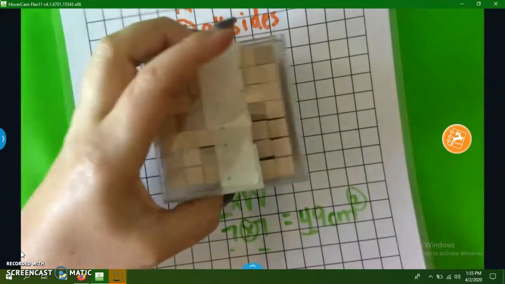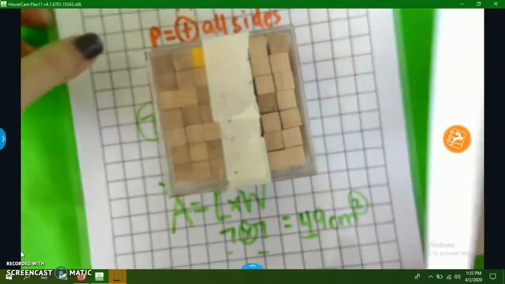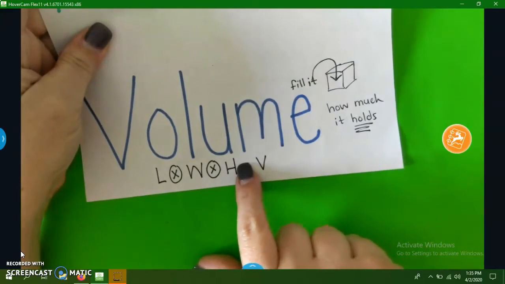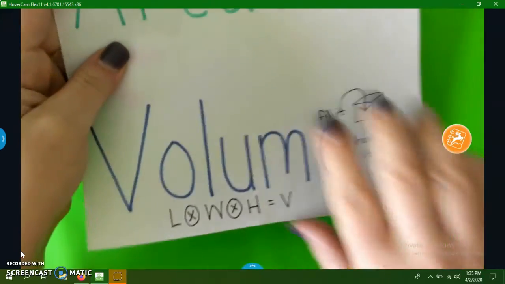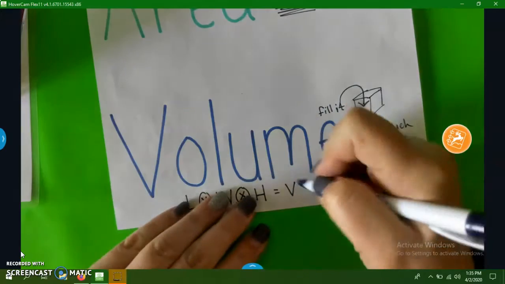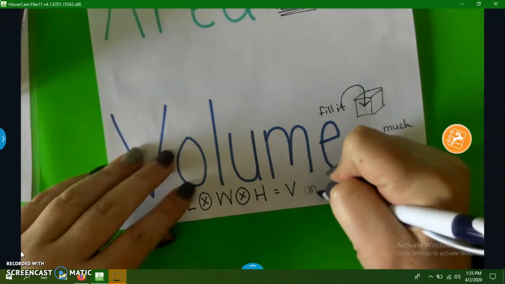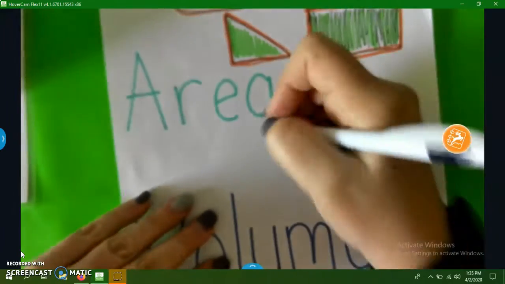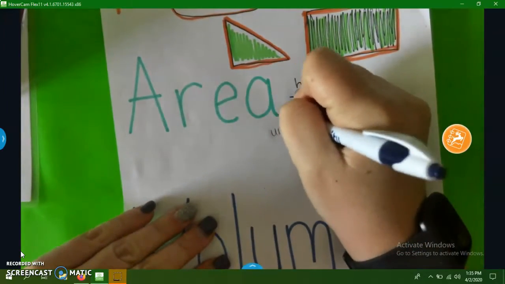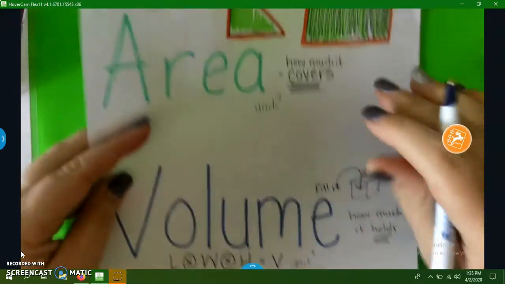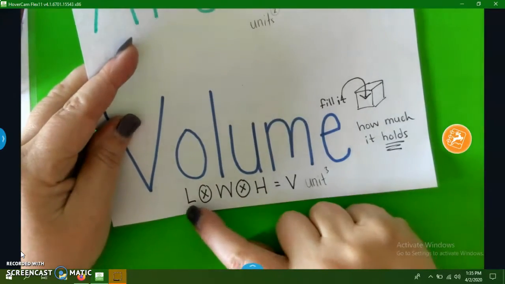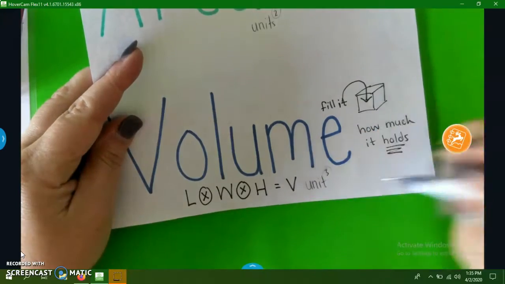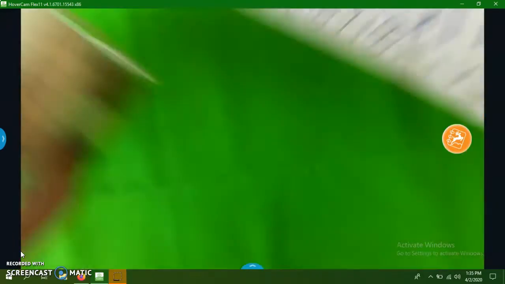So, the volume formula that I'm teaching you is length times width times height is your volume. And volume is always going to be done in units cubed, which means you're going to see a little 3 up there. Area, we always saw units squared because we were multiplying 2 things to get area. Volume, we use a 3D shape, so we're going to multiply 3 things, length, width, height. And we're going to have units cubed, meaning that's how many cubes it would take to fill this.